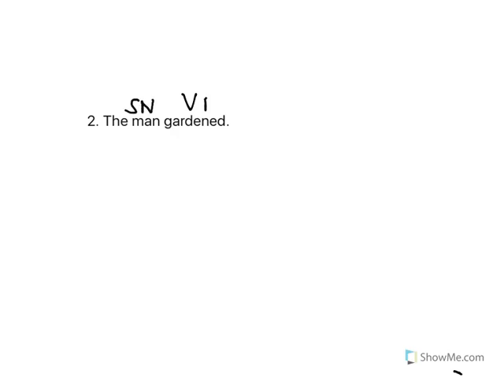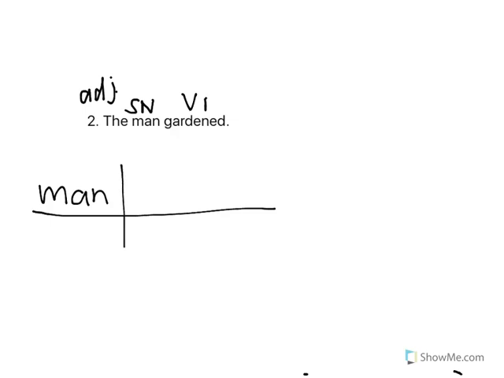Now here, the word the we also have to label, and the is actually going to be an adjective, so we're just going to label that as an adjective. We don't have to pay too much attention to that quite yet, but for now just label it as adjective. So now, diagramming, we draw our line. Our subject goes in the first slot, man, draw a line. Verb intransitive goes in the second, gardened.